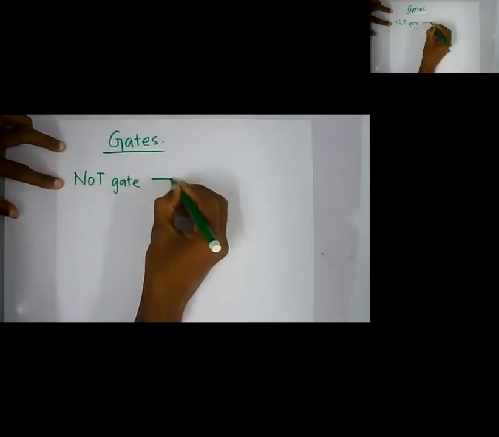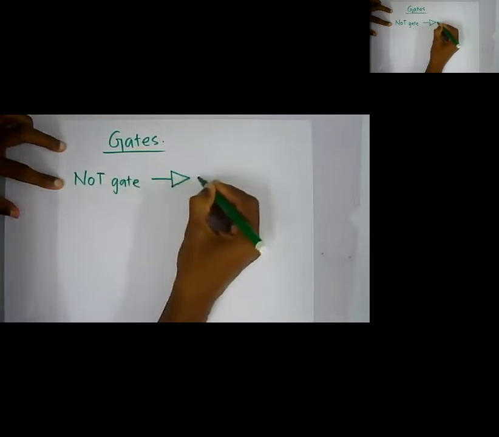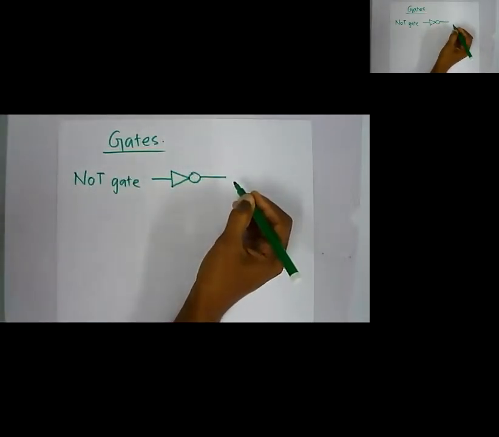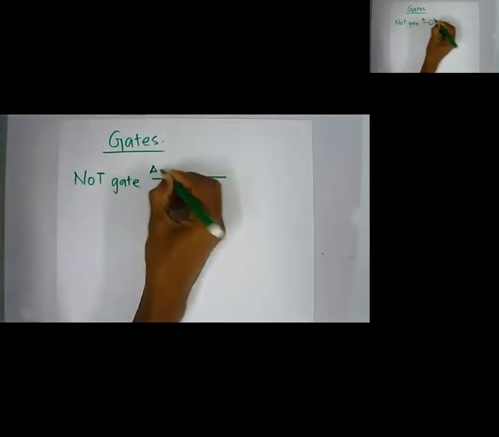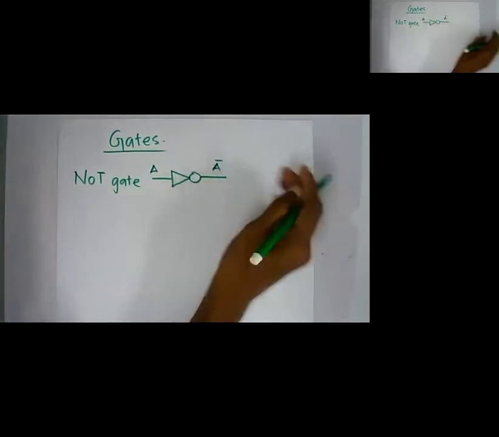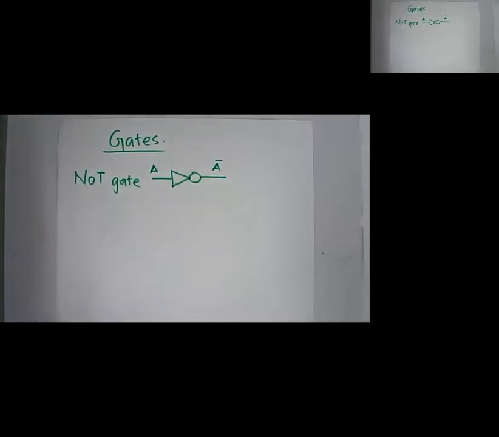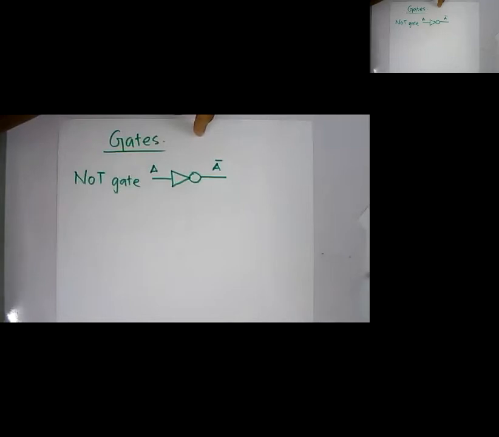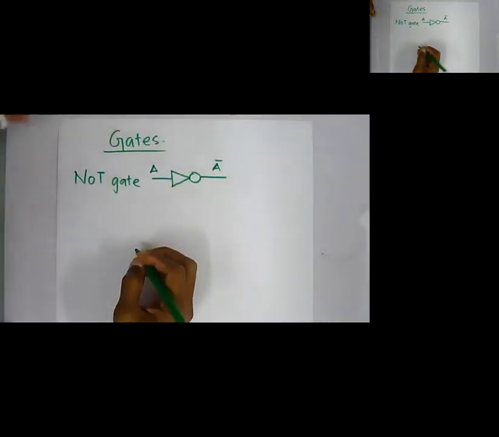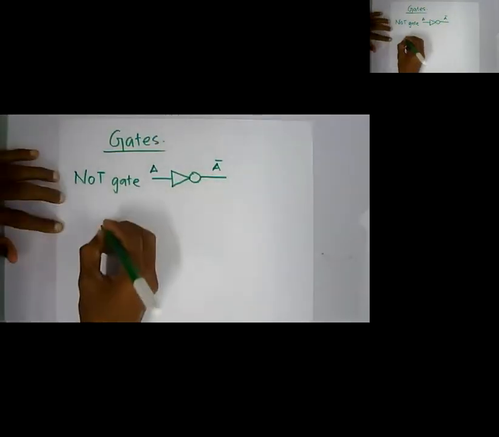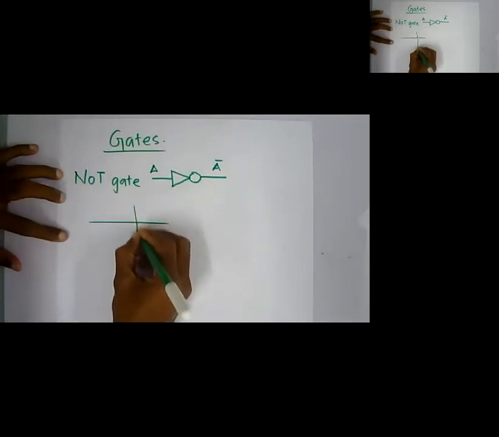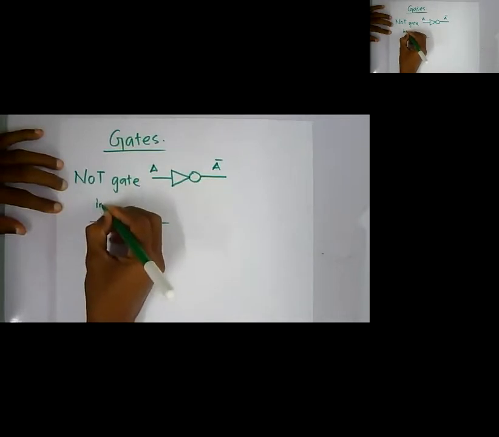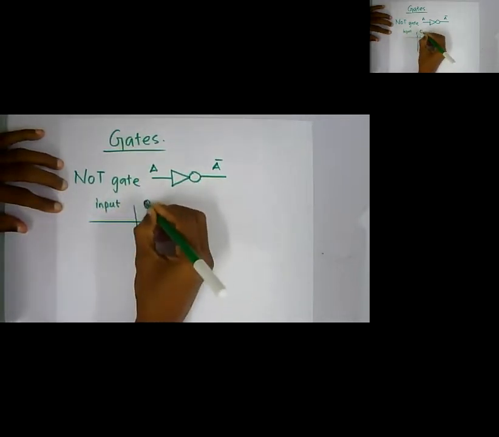The circuit symbol of a NOT gate is a triangle with a bubble. If this is A, then the output is A bar, because a NOT operation has only one input. Then we can write a table with all the possible inputs and possible outputs.